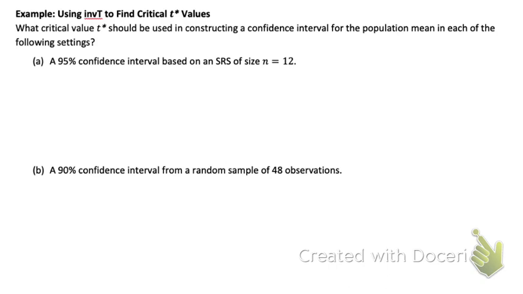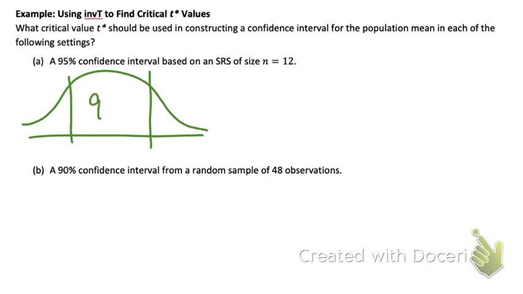What critical value of T-star should be used when constructing a confidence interval for each of the following settings? We need a 95% confidence interval based on a SRS of size N equals 12. Now, the way we did this with a Z-star, we're going to do it similarly. We basically said, okay, we are capturing 95% in the middle. And so what is the area in one tail? 0.025. All right, so we got 2.5% in each of these tails here.